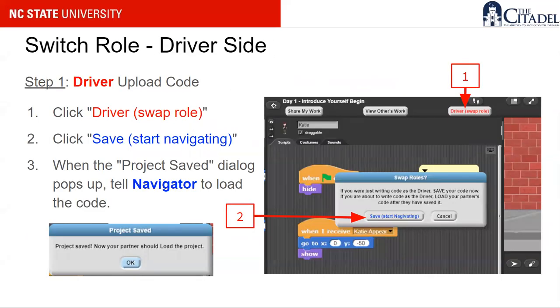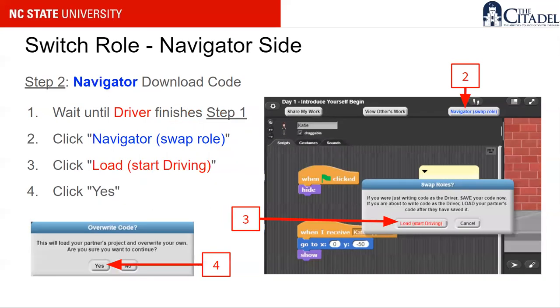Switching role is a two-step process. When asked to switch role, the driver needs to upload the code first by clicking on the driver swap role button and then clicking on the Save Start Navigating button. Once the driver sees the project save dialog indicating the code is uploaded, the driver needs to tell the navigator to load the code. On the navigator side, when the driver finishes uploading the code, the navigator needs to click on the navigator swap role button and then the load start driving button to download the code.